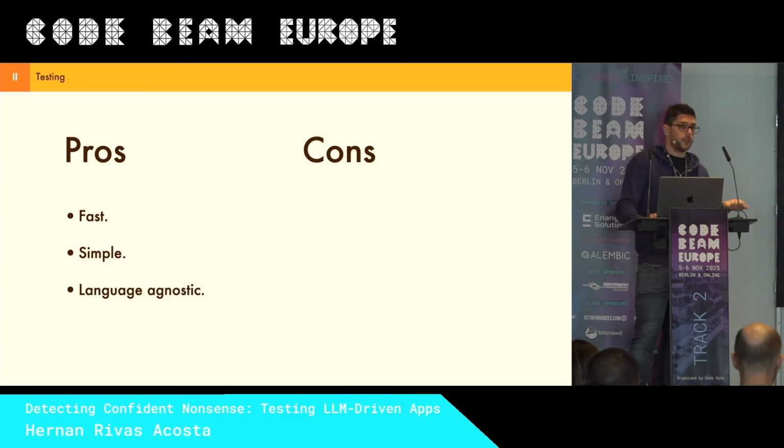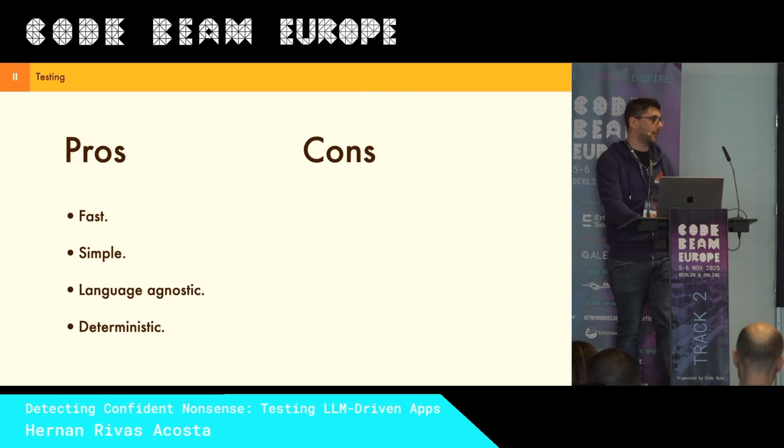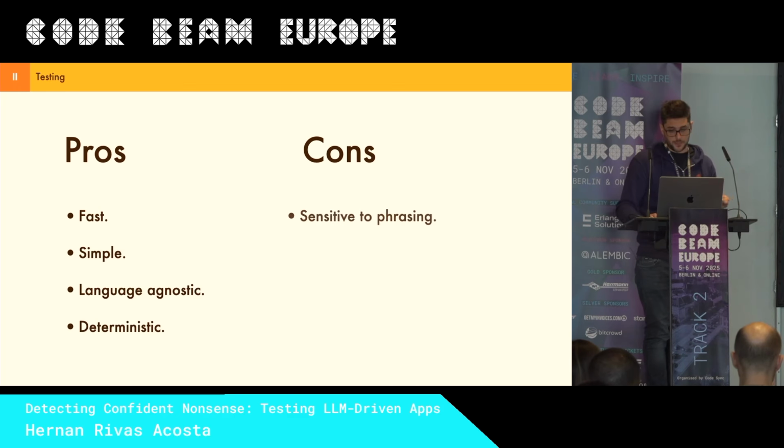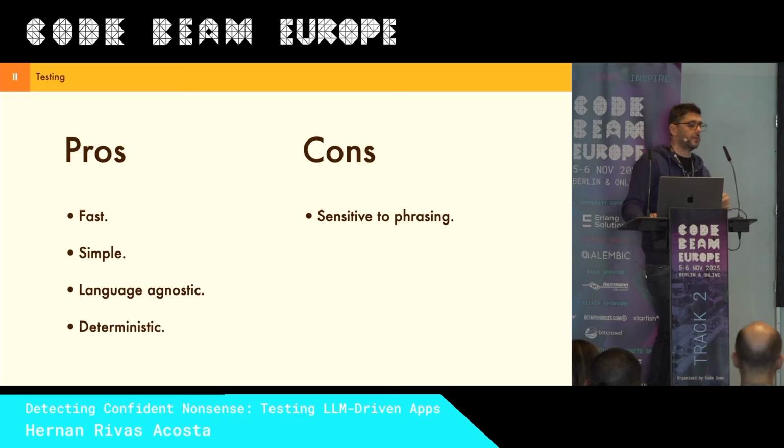It is language agnostic, actually, unless you're talking about languages with ideograms, in which case this is pretty terrible. And it is very deterministic, which is great because few things with LLMs are. However, it is very sensitive to phrasing, so your reply might be completely correct, but if it's phrased slightly differently, then it's not going to give you a good score, even though it should.